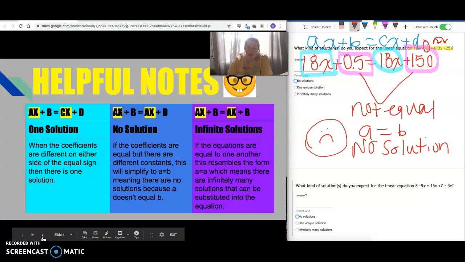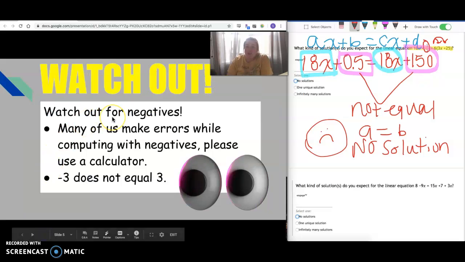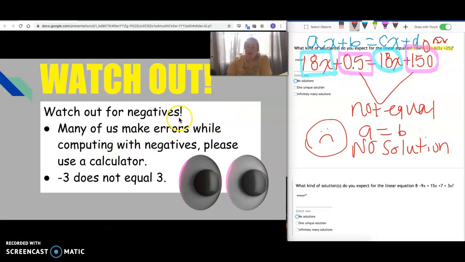Before I let you go off to the races and kick butt on this assignment, some things to watch out for are those negatives. When you're computing, there's a lot of errors that we can make, so please be careful. Use a calculator. Always take the sign to the left. So if it's 5x minus 3, that's a negative 3, okay?